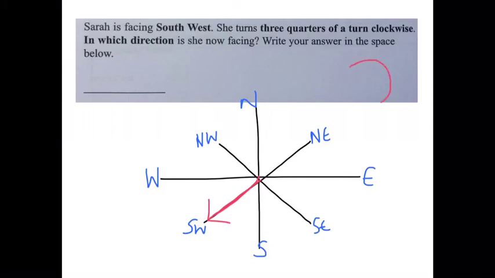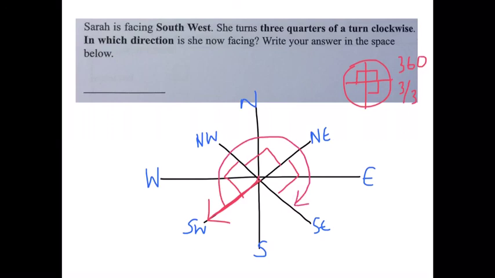And she turns 3/4 of a turn clockwise. So a full turn is 360 degrees. She turns 3/4. So she turns 270 degrees. And she's doing that clockwise. So 1 90-degree turn, 2 90-degree turns, 3 90 degrees. So her final direction she will be facing is southeast.